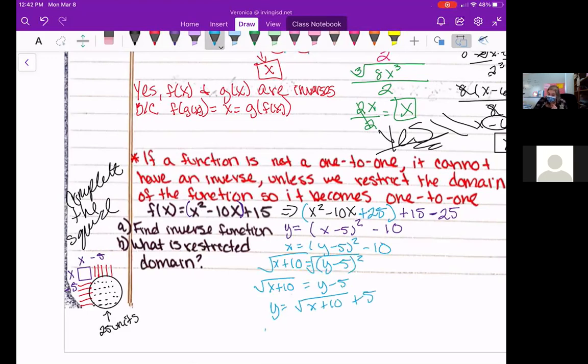So that means that the inverse function would be the square root of x plus 10, plus 5. So this would be part A, right? Now, let me show you with decimals what's going on. Let me do it from my computer because it's easier for me.